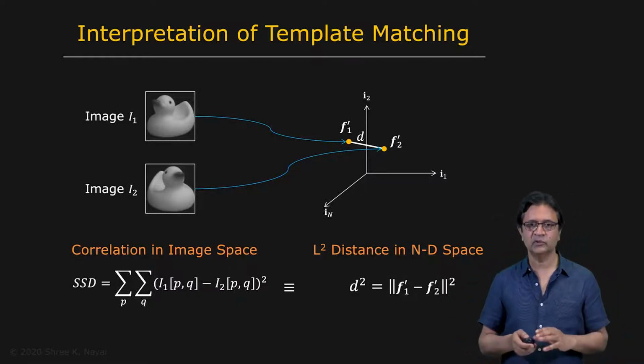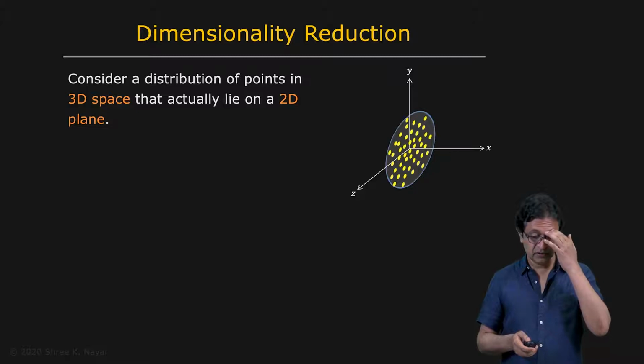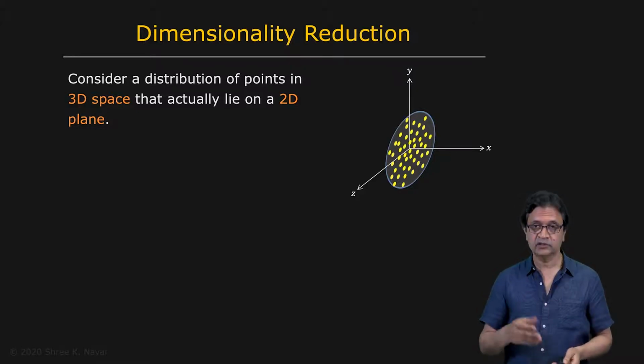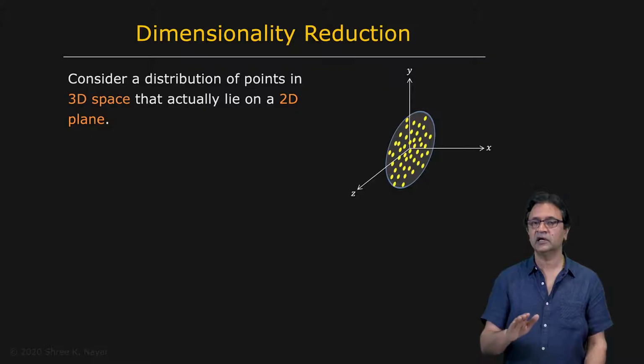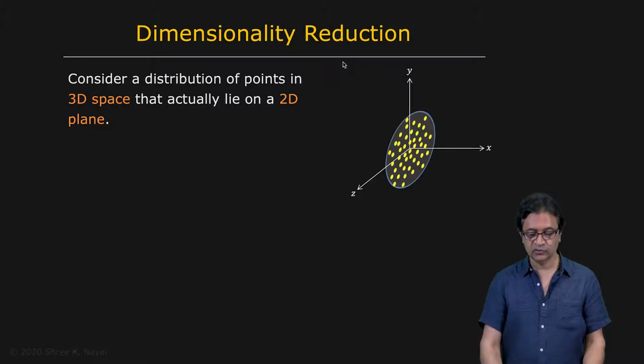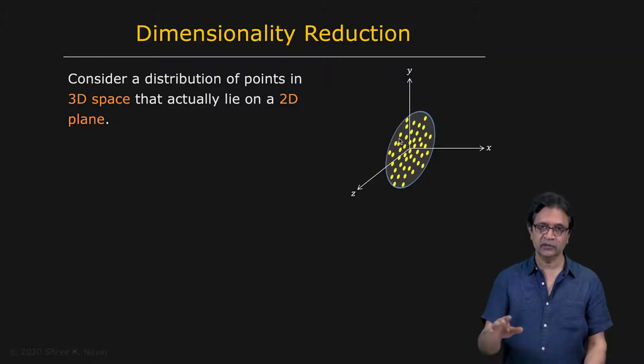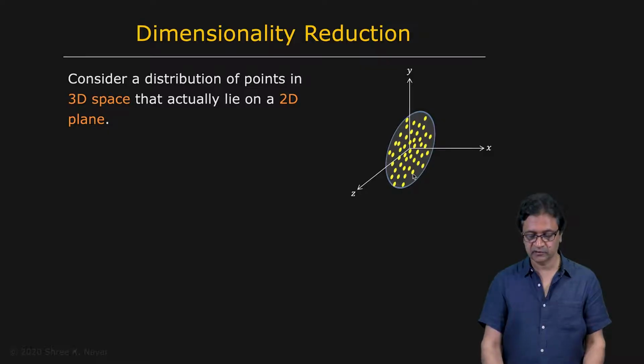So now let's come back to the problem of dimensionality reduction. Here let's consider a distribution of points in 3-dimensional space, just as an example. And that's what you're seeing right here. The 3 dimensions are x, y, and z. And let's say that this particular distribution of points actually lies exactly on a 2-dimensional plane within this 3-dimensional space. So that's the plane that's being shown right here.